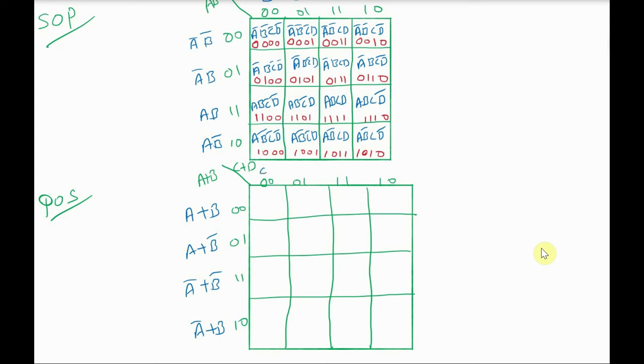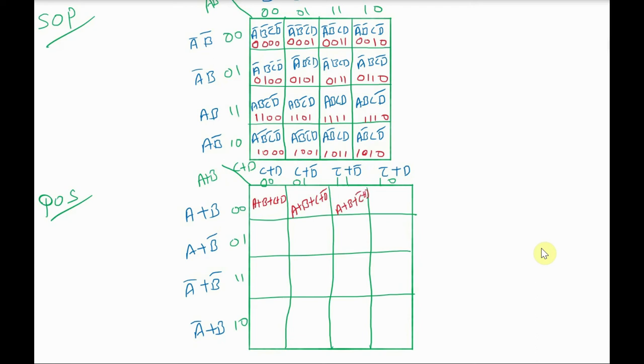The same is the case for the columns. C plus D, C plus D bar, C bar plus D bar, C bar plus D. So the corresponding values are the same as we have written in SOP form. The values in binary are the same. I will write the values in variables. So this is A plus B plus C plus D, row plus column. This is A plus B plus C plus D bar. This is A plus B plus C bar plus D. So you can write like this.